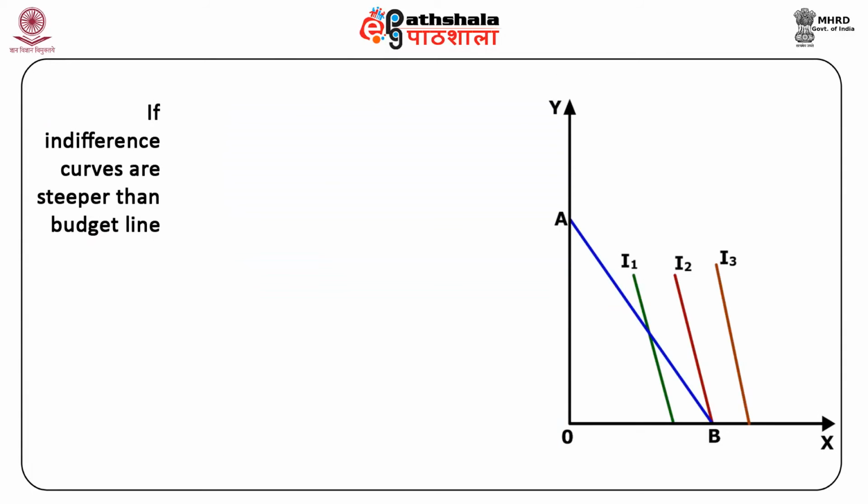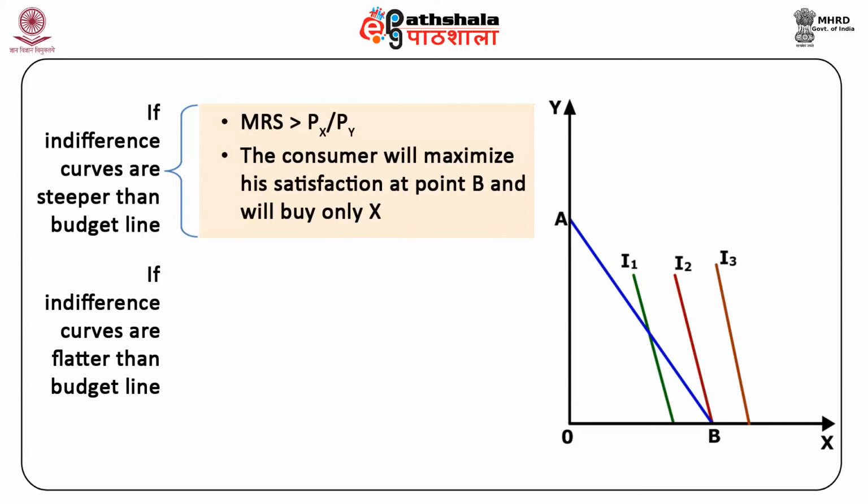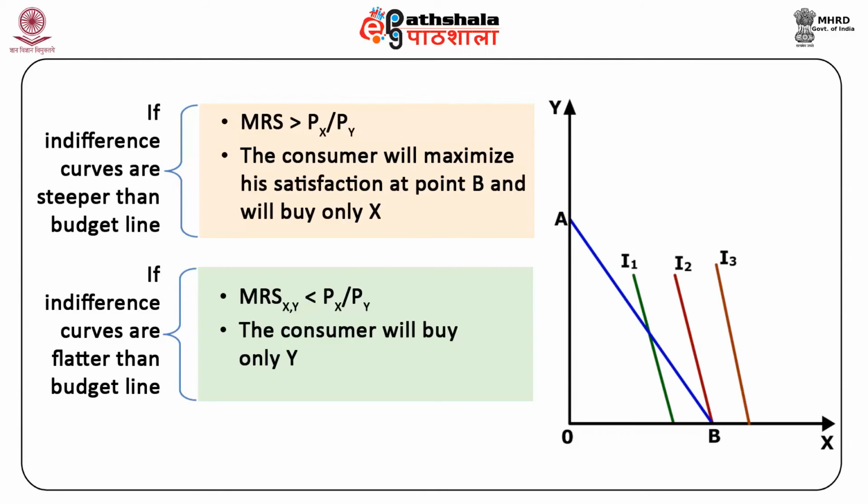If the indifference curves are steeper than the budget line, that is MRS is greater than Px upon Py, the consumer will maximize his satisfaction at point B and will buy only X. On the other hand, if the slope of the budget line is greater than the slope of indifference curves, that is MRS XY is less than Px upon Py, the consumer will buy only Y. Thus, we will get corner solution for consumer equilibrium in case of straight line indifference curves.